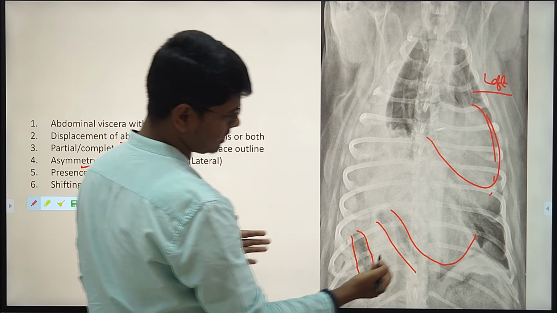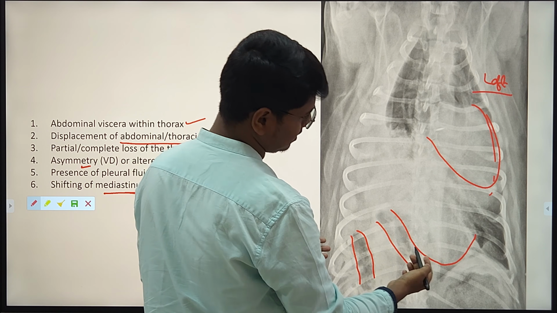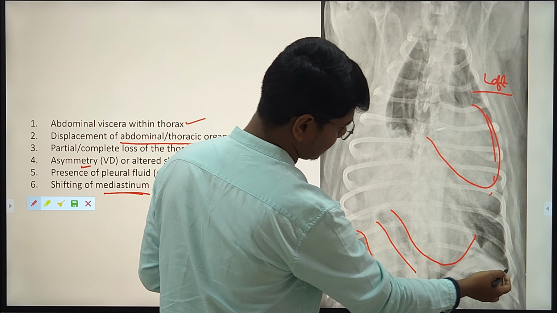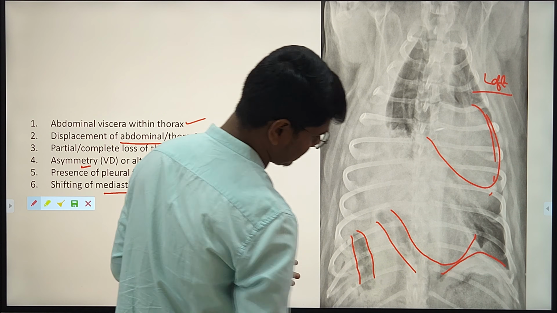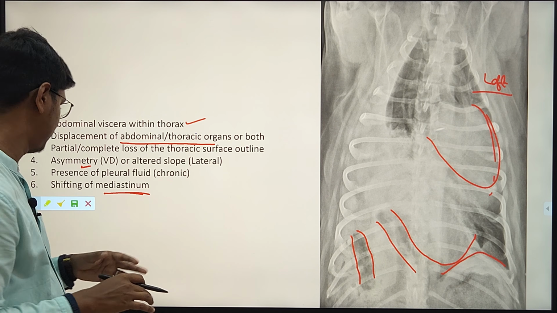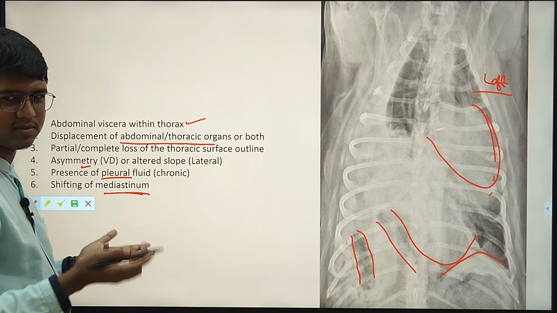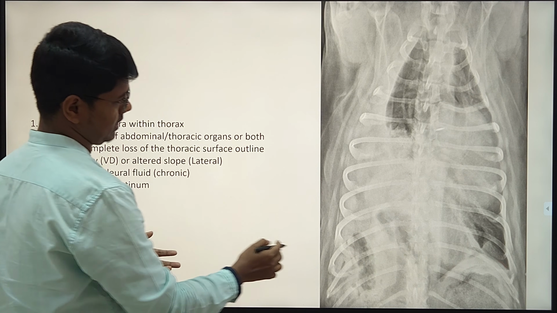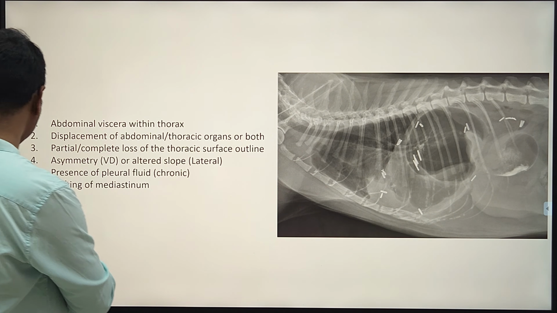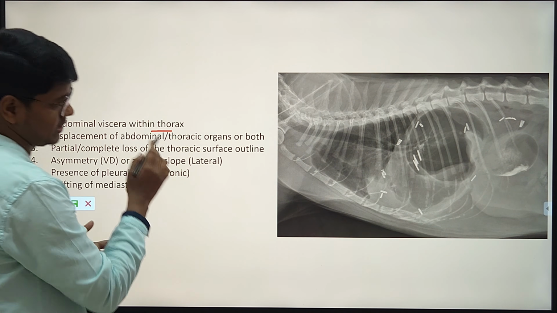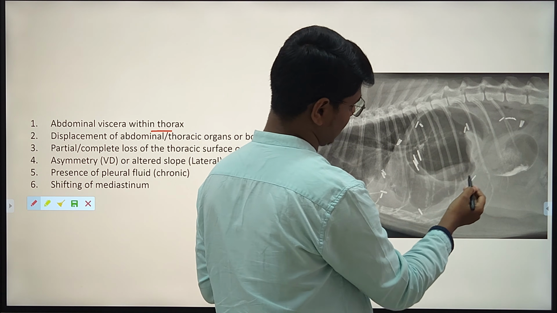Asymmetry: you can clearly see asymmetry. In fact, the diaphragm is not at all visible; slightly visible here, but most of it is not visible. Presence of pleural fluid is in chronic cases; you may not find it in every case. This is another one, abdominal viscera within thorax. Yes, you can see here the stomach has been herniated.